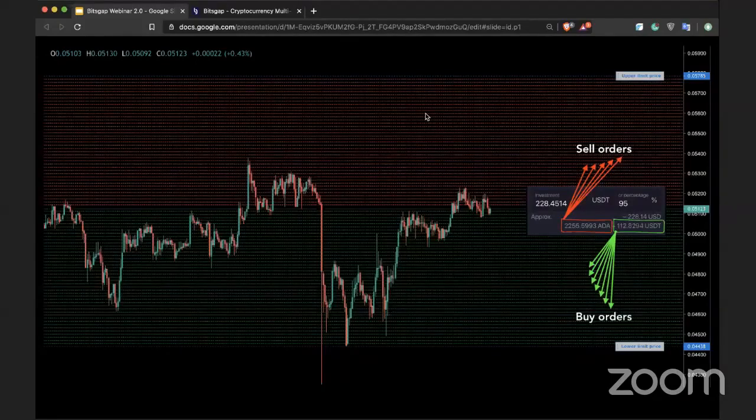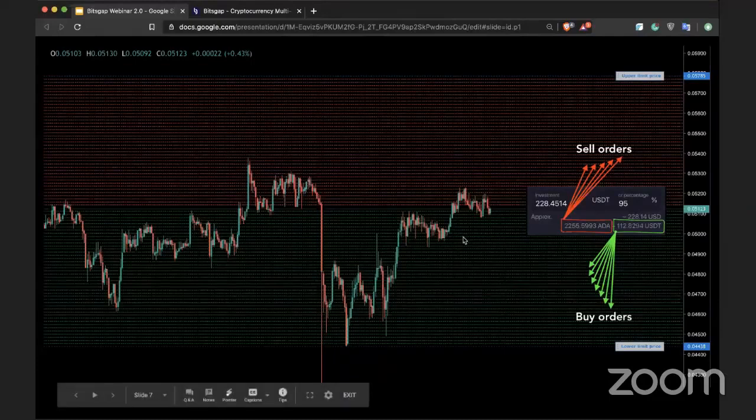The idea is that the automated trading bots simultaneously and proportionately set buy and sell limit orders like this. So the red side is the sell order side. These are all of your sell limit orders. And below is the green side, which is the buy limit order side. These are all of your buy limits right here.